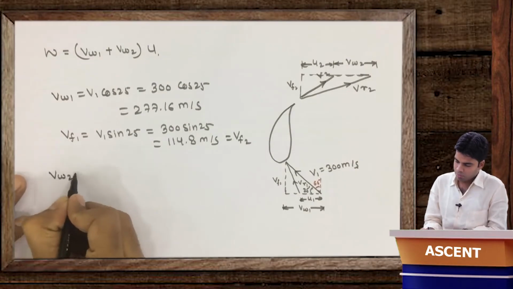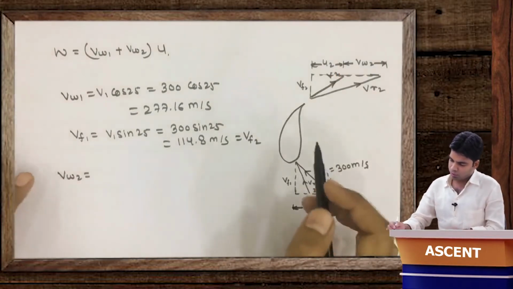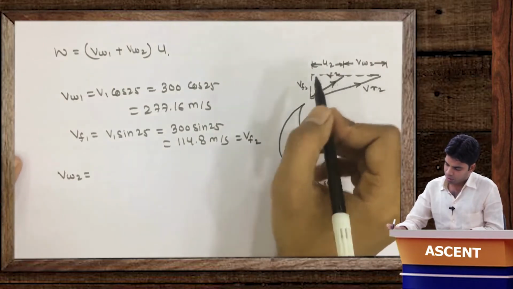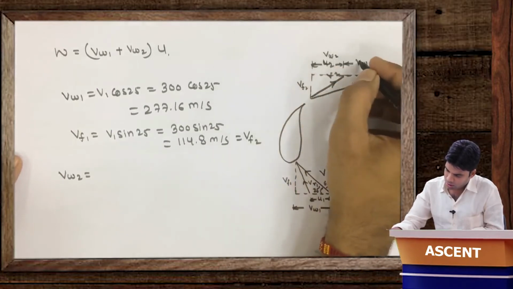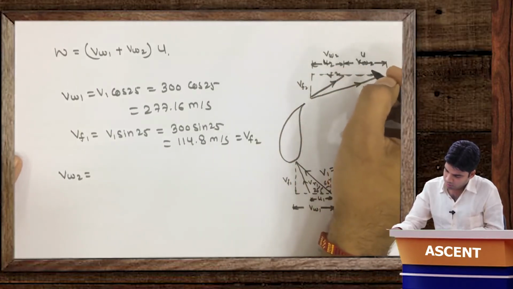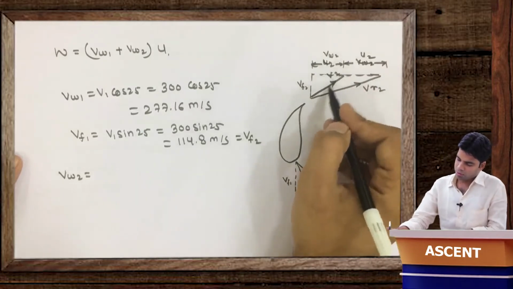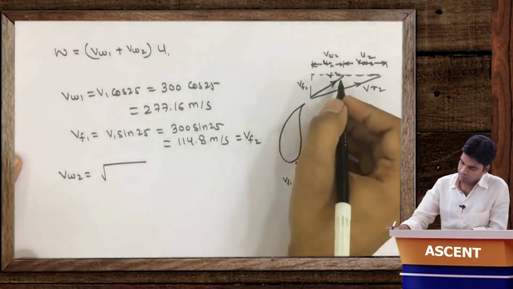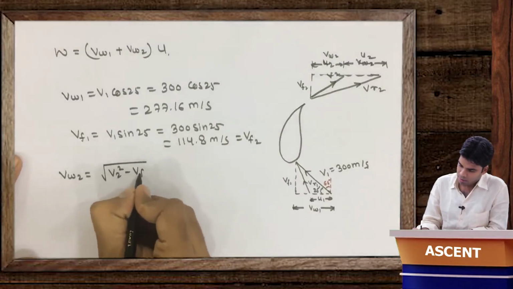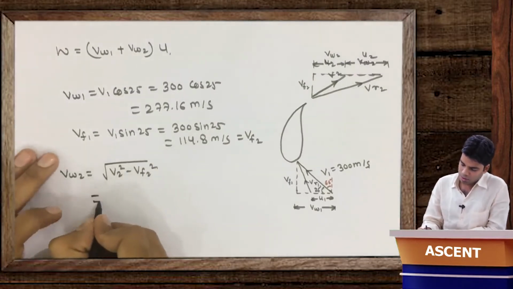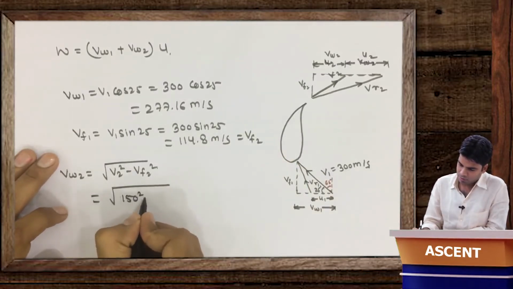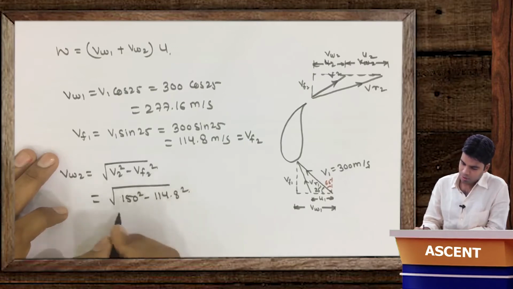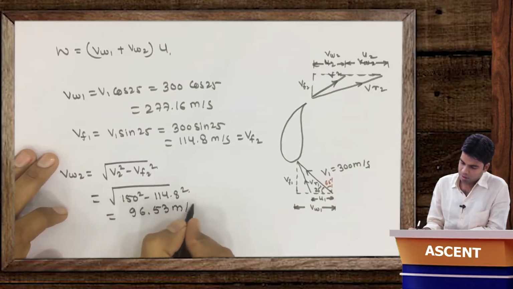This is VW2, the component of this V2 in the horizontal direction, and this will be U2. Getting this? Okay, now what will be this VW2? This will be equal to under root of V2 square minus VF2 square. So just put the value: under root of V2 is given as 150 square minus 114.8 square. From here this VW2 will be equal to 96.53 meter per second.